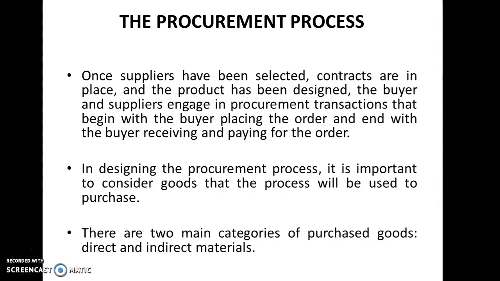The next stage in the sourcing process is the procurement process. Once suppliers have been selected, contracts are in place, and the product has been designed, the buyer and suppliers engage in procurement transactions that begin with the buyer placing the order and end with the buyer receiving and paying for the order. So, as we have discussed in the sequence, we have to select the supplier based on various factors, including the price and other factors involved in the supply chain system.